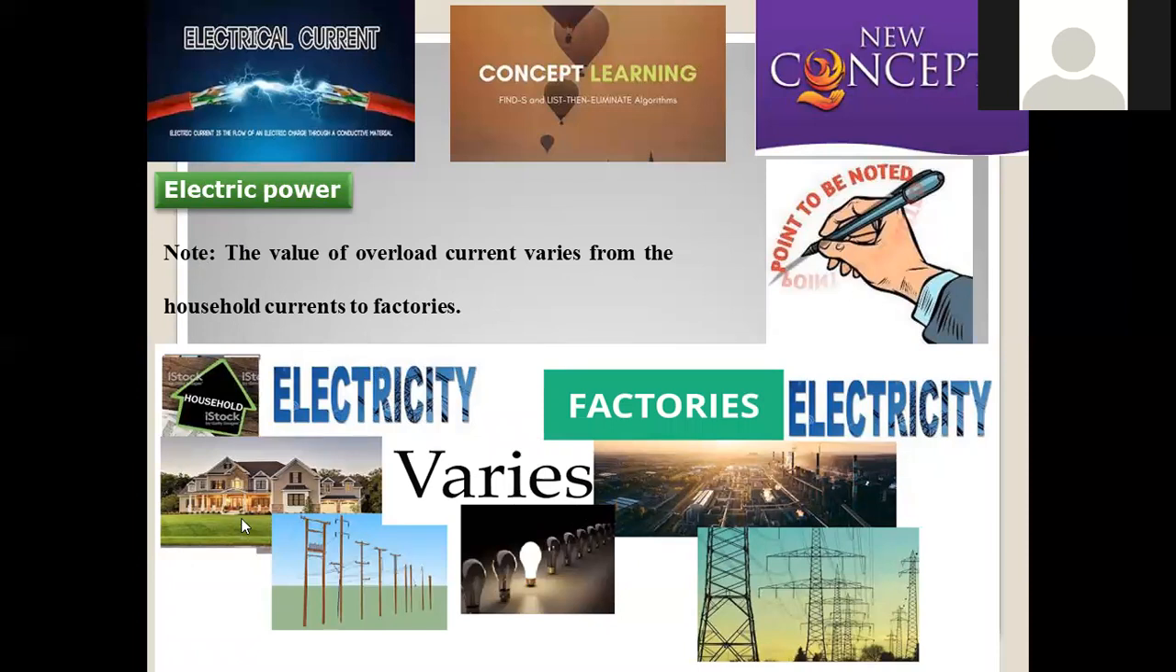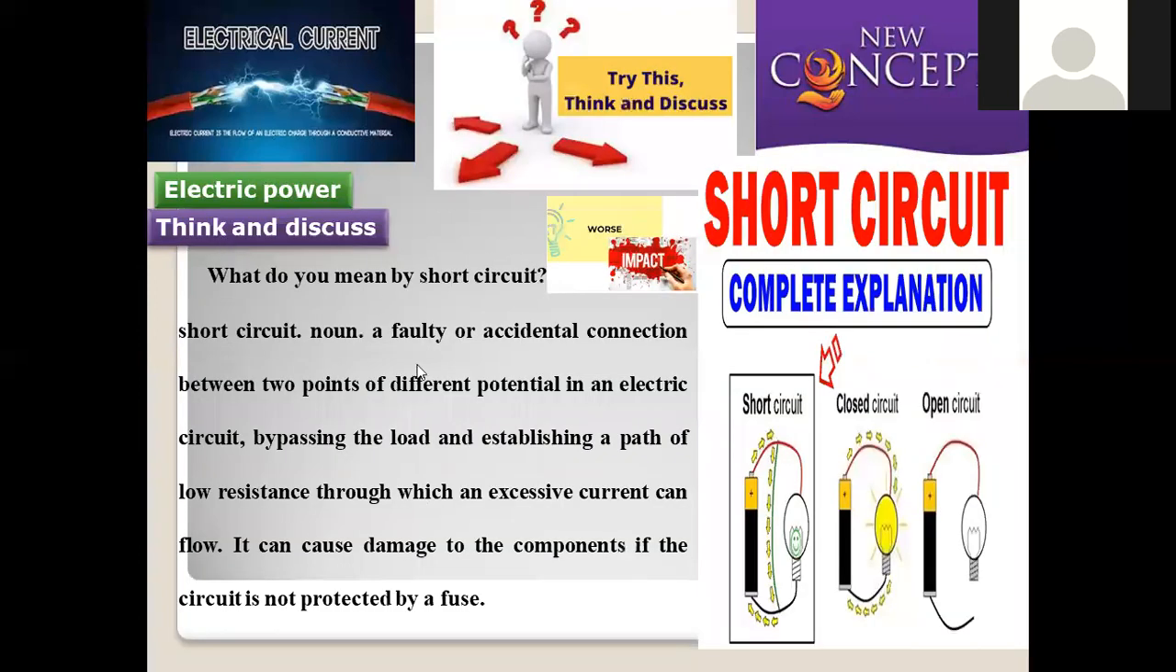The extent of current and time duration of current usage for household electricity is extremely different from factory electricity usage, because obviously a factory requires a huge amount of electricity consumption when compared to the household. Household is a single, simple unit, where the current consumption is somewhat less. But in case of a factory, that is a mega unit, where the current consumption will be more. That's the reason why there will be a deviation. Now, think and discuss type of question. This is the most important thing.